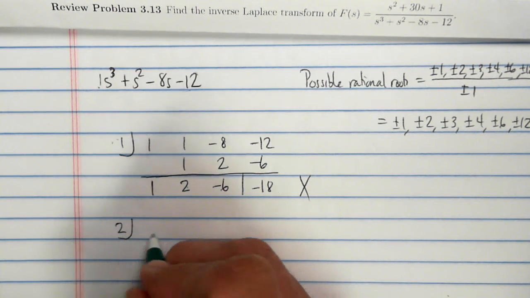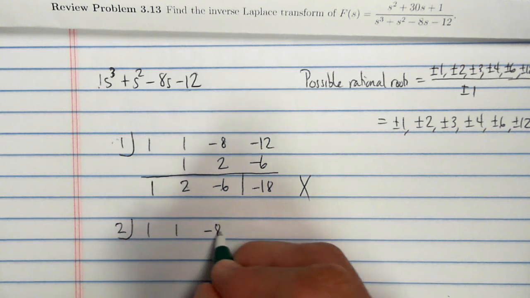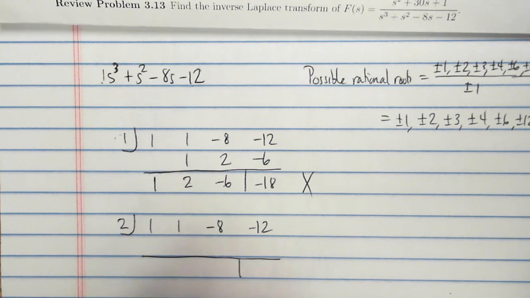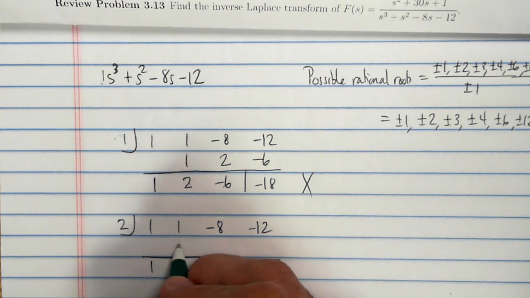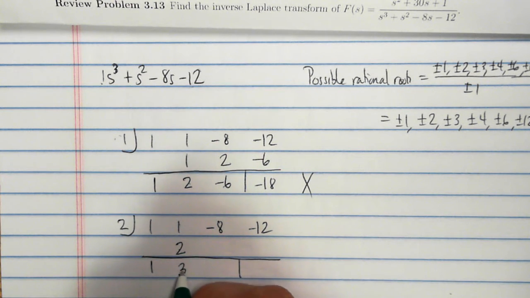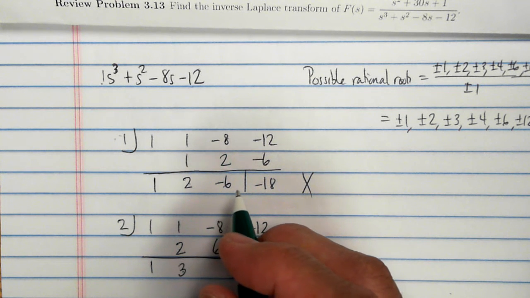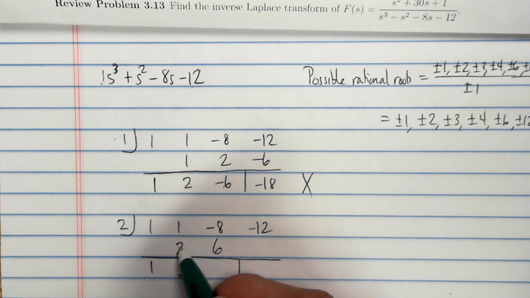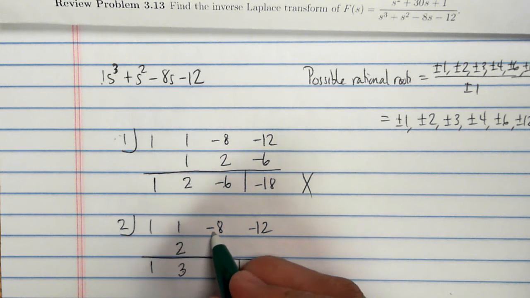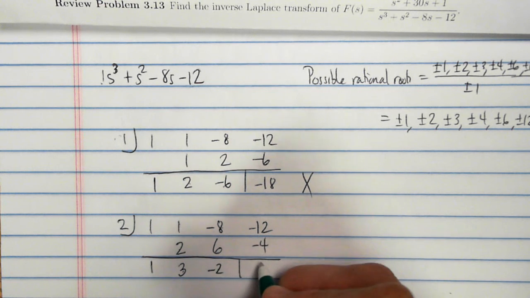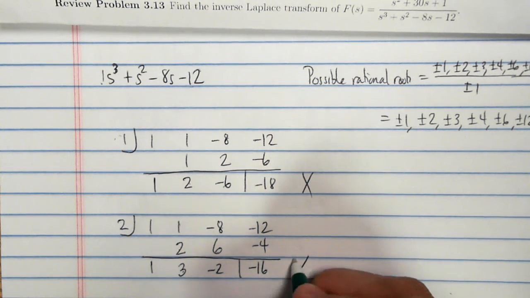Let's try 2. 1, 1, negative 8, negative 12. Applying synthetic division, we get 1 times 2 is 2, 1 plus 2 is 3, 3 times 2 is 6. Negative 8 plus 6 is negative 2. Negative 2 times 2 is negative 4. Adding, negative 16. Doesn't work again.